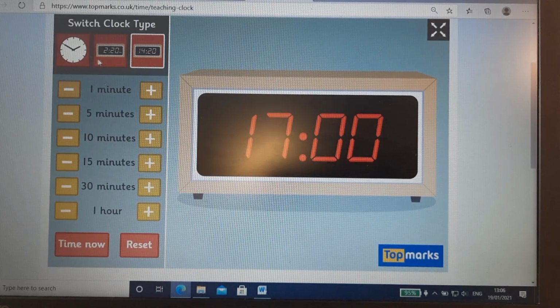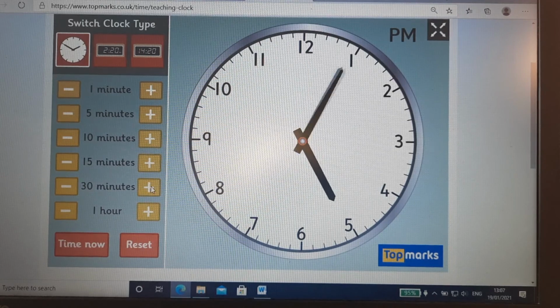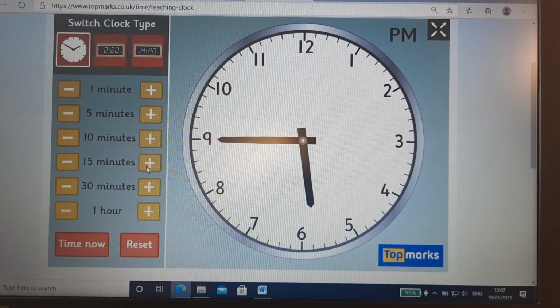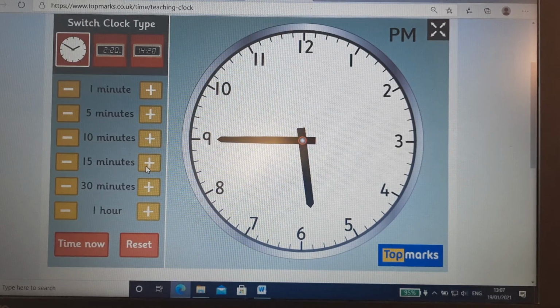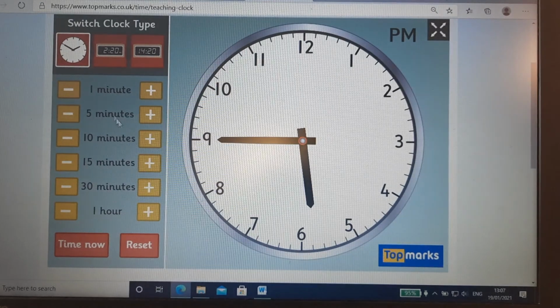So what I'm going to do is offer you a few more just for the afternoon and early evening, and then we'll look at the morning. So let's have a look at another one. We're going to add 30 minutes and then another 15. Okay, write down what you think this time would be in 24-hour clock. Press pause whilst you do it. Okay, the time there in 24-hour clock is 17:45.